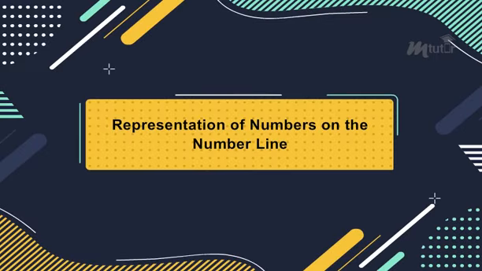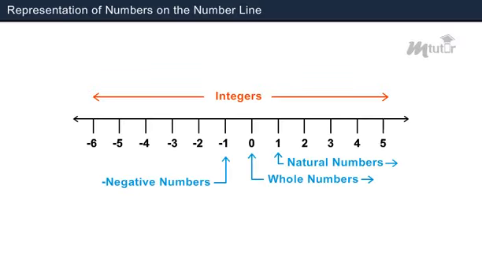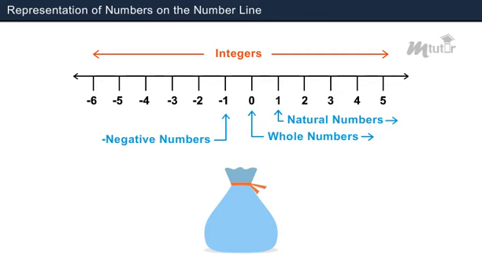Representation of numbers on the number line. We know that the numbers starting from 1, 2, 3, and so on till infinity, comprise the natural numbers denoted by the symbol N. To this collection of numbers, if we add 0, then this collection of infinite numbers is called whole numbers, which are denoted by the symbol W. To this set of numbers, if we add negative numbers like -1, -2 and so on, we get the set of integers denoted by the symbol Z.